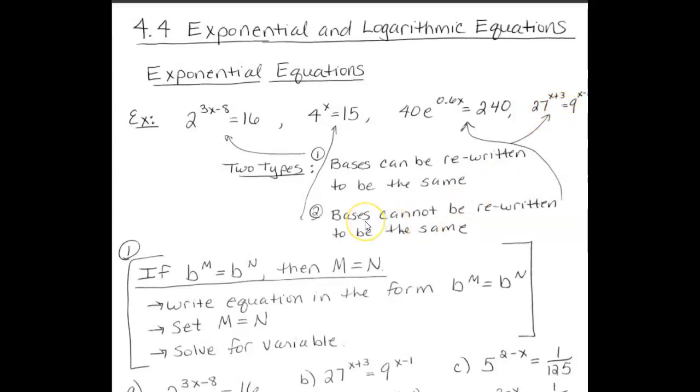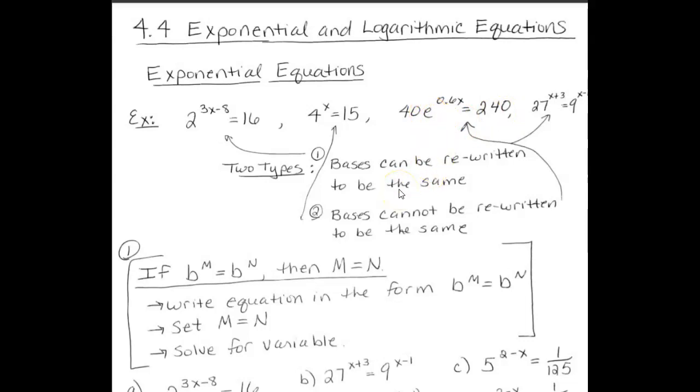The second type would be what if the bases cannot be rewritten to be the same? As in this problem, 4 to the power of x equals 15. I can't write 15 and 4 using the same base number. 15 is not a power of 4, and neither are powers of a different base. Same thing with this example, 40 e to the power 0.6x equals 240. On the left side here, the base of the exponent is this irrational number e, and I can't write 240, or even if I divided by the 40 first, I can't write that number using the number e.